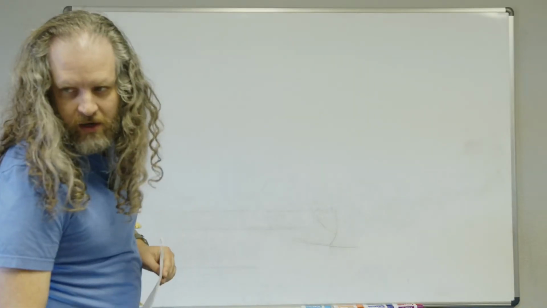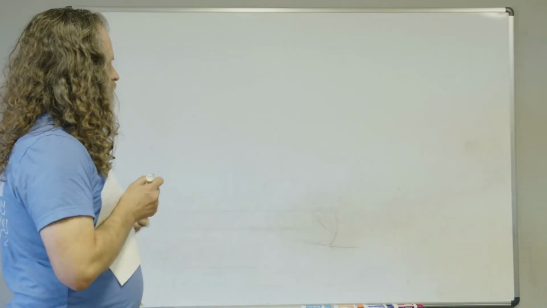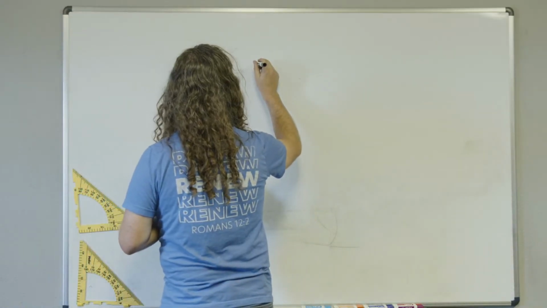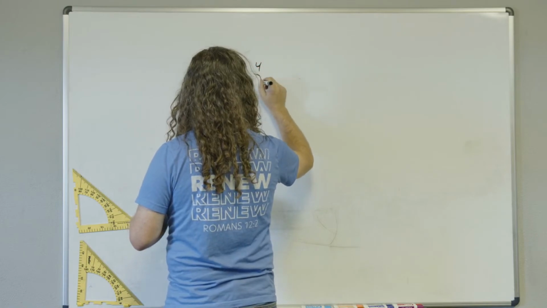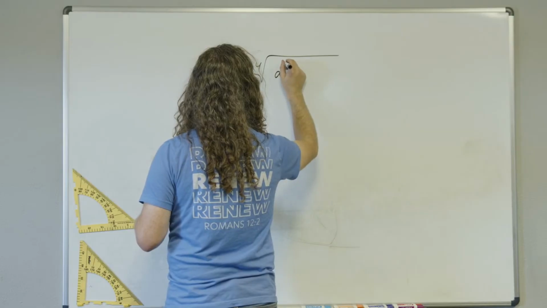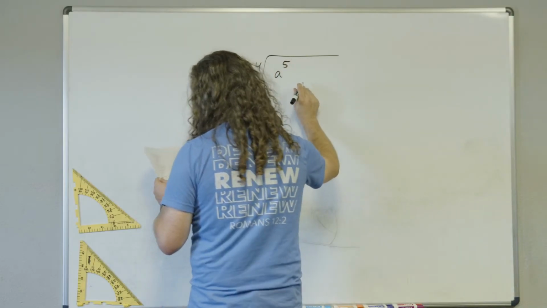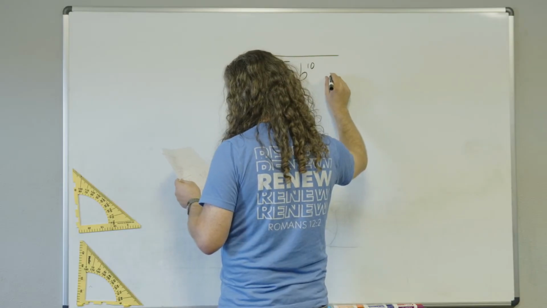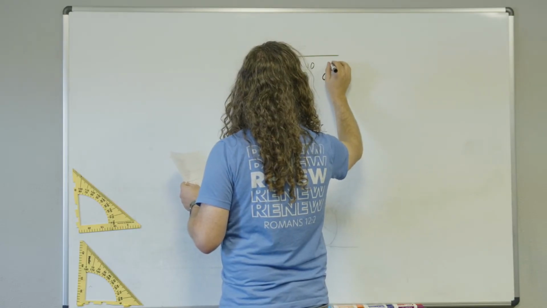16 was the 4th root of a to the 5th, b to the 10th, c to the 4th.